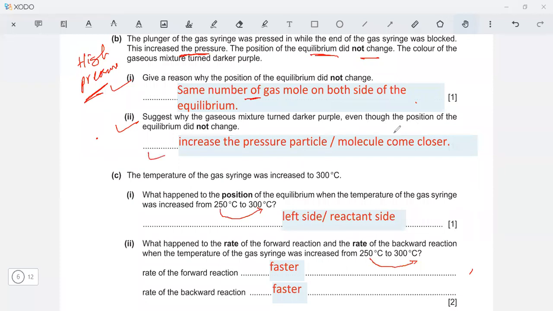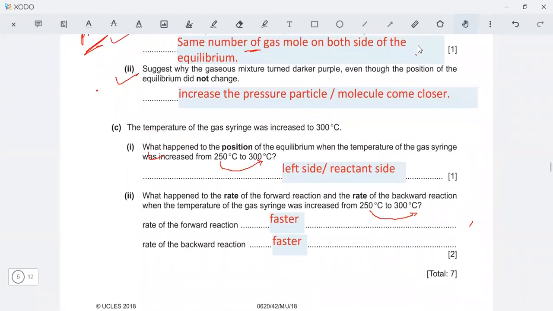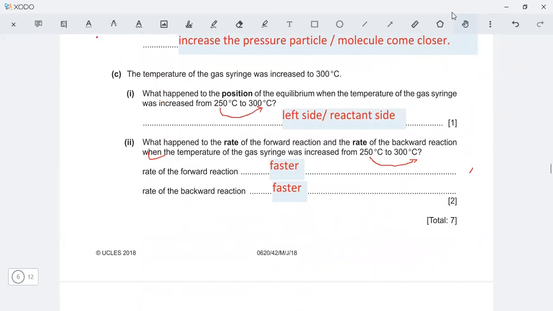So that you just write here. When you increase the pressure, the particles collide and the molecules come closer. So that is why the color changes. What changes? It turns dark purple.